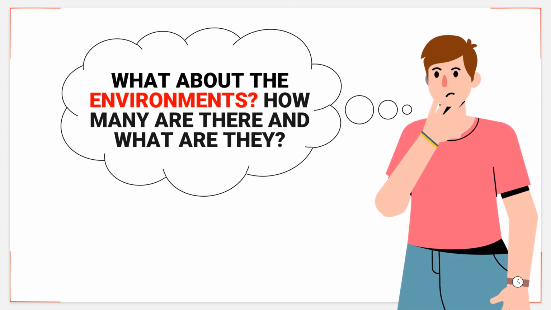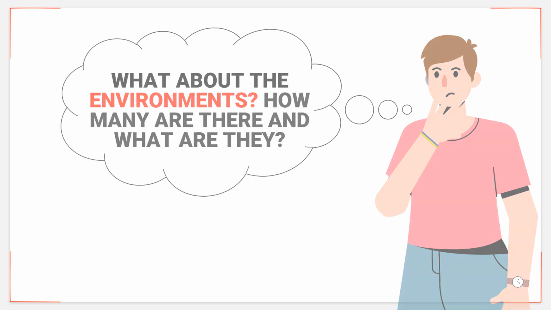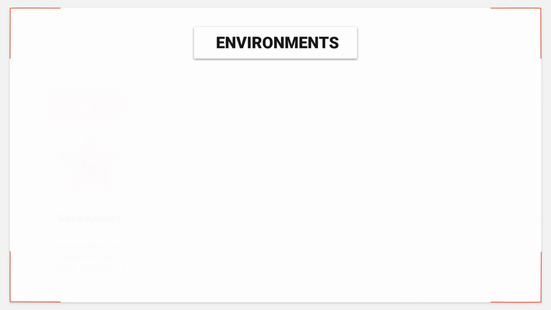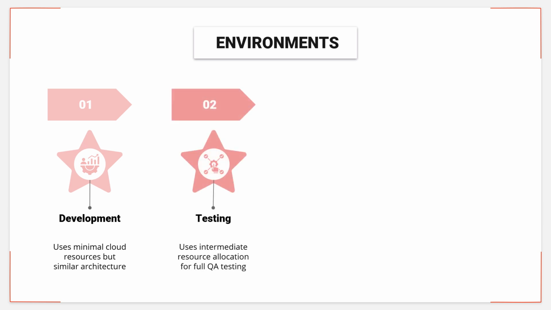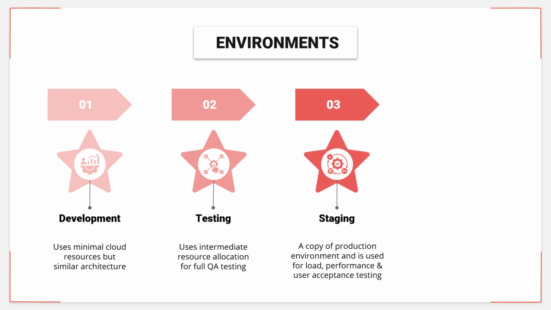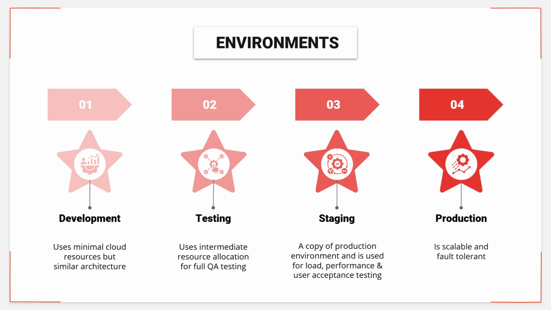What about the environments? How many are there and what are they? In total, there will be 4 environments. The development environment uses minimal cloud resources but similar architecture. Testing environment uses intermediate resource allocation for full QA testing. Staging environment is a copy of production environment and is used for load, performance, and user acceptance testing. And production environment is scalable and fault tolerant.